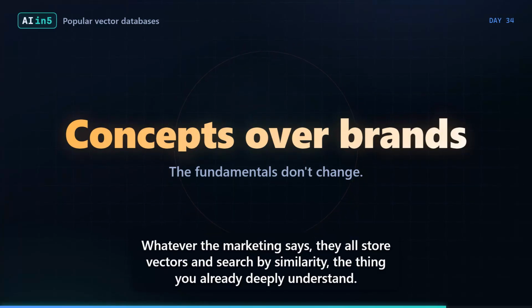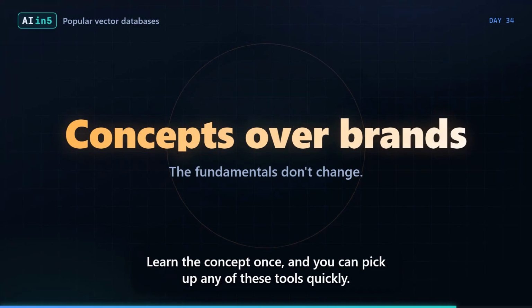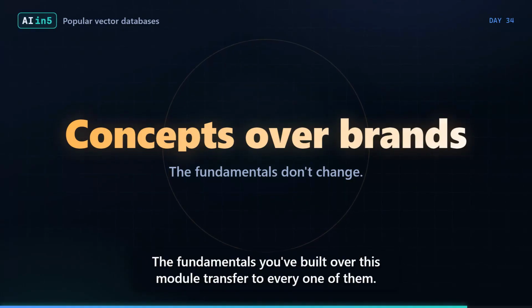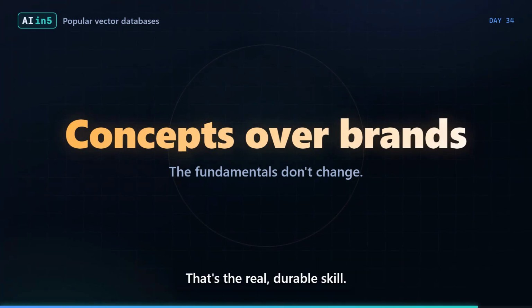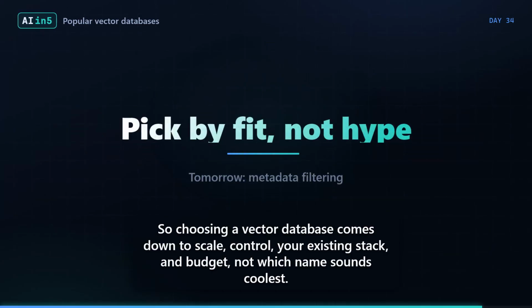So tune out the brand noise. Whatever the marketing says, they all store vectors and search by similarity, the thing you already deeply understand. Learn the concept once, and you can pick up any of these tools quickly. The fundamentals you've built over this module transfer to every one of them. That's the real, durable skill. So choosing a vector database comes down to scale, control, your existing stack, and budget, not which name sounds coolest. Start simple, grow when you must.